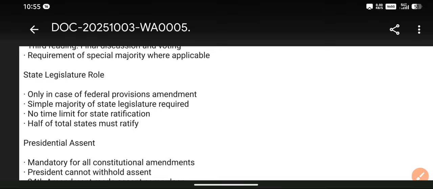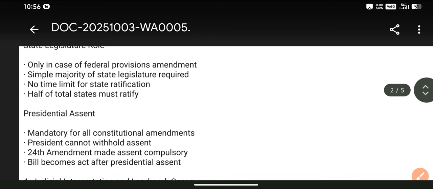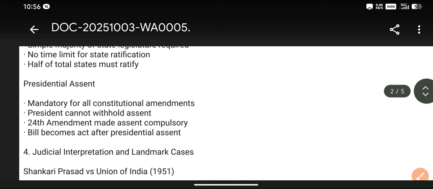State legislature role only in case of federal provisions amendment. Simple majority of state legislature required. No time limit for state ratification. Half of total states must ratify.